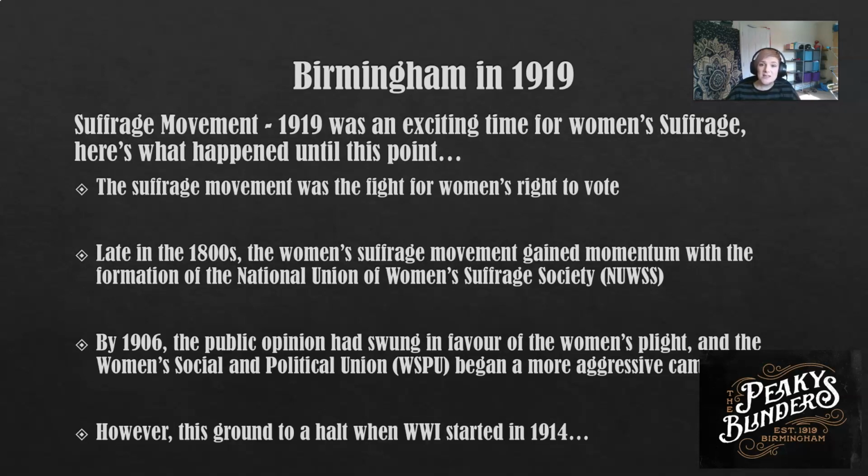However, this movement ground to a halt when the World War started in 1914. Until this point, the suffragettes were engaging in militant-style protests in order to gain suffrage for women, their right to vote. However, at the beginning of World War One, these protests ground to a halt because the nation's perspective was very much focused elsewhere.